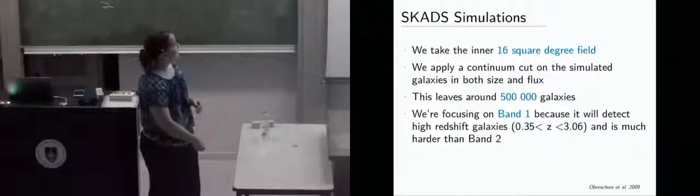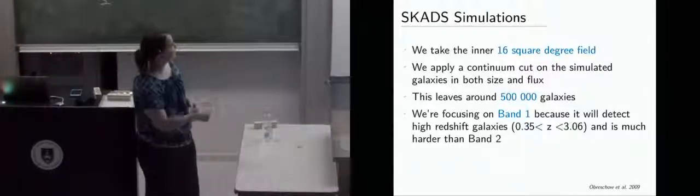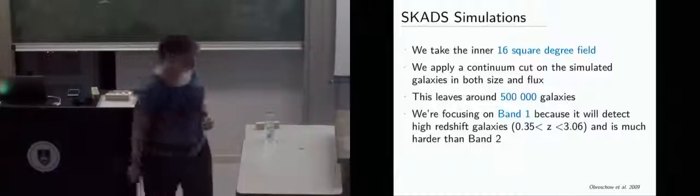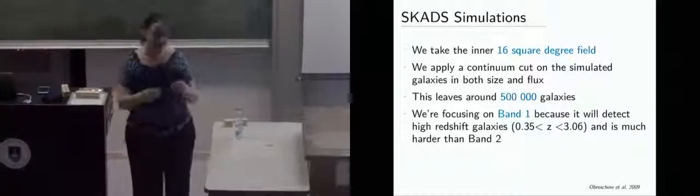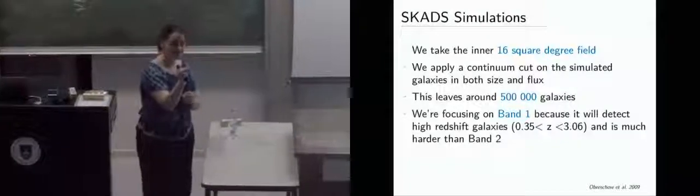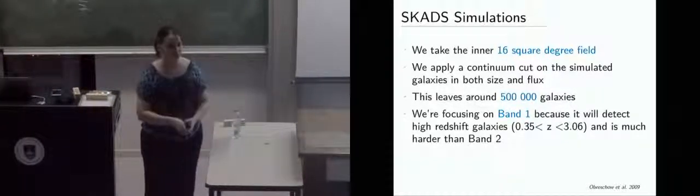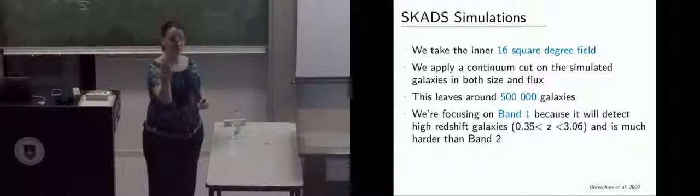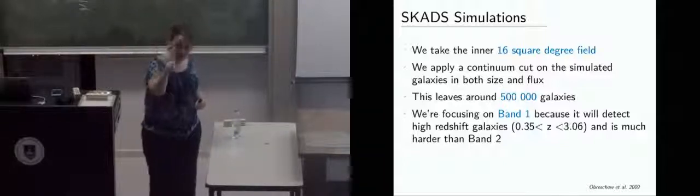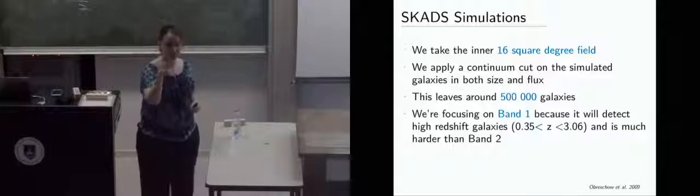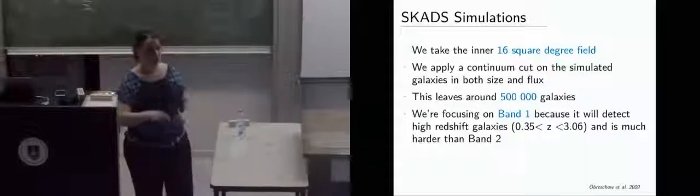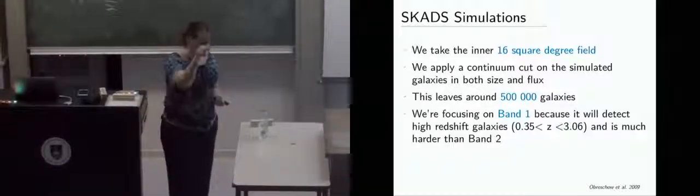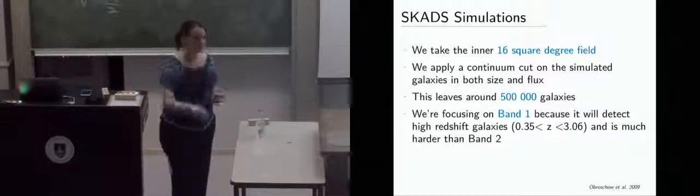So we take, these are some technical things, the inner 16 square degrees, blah, blah, blah. So we apply a continuum cut. What does that mean? Well, even though HI might be really hard to detect, these galaxies are quite bright in the continuum, right? If you integrate over all the bands, you get quite a bright blob on the sky. So it's much easier to find the galaxies with a continuum and then start looking for HI. Alternatively, you can also use an optical survey like LSST. You could say, well, I know there's a galaxy there, let's look for some HI in the radio.